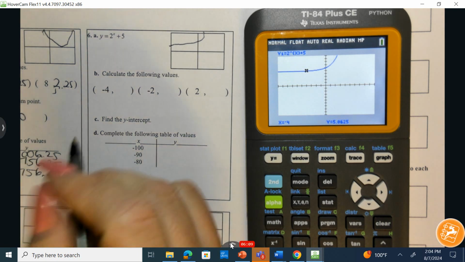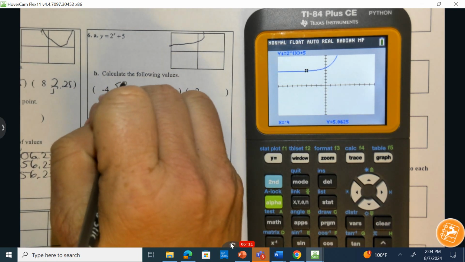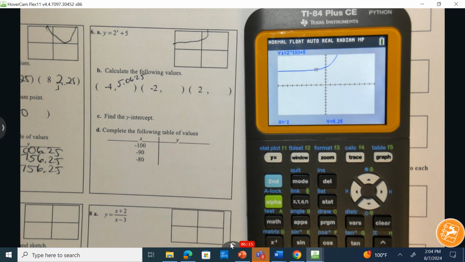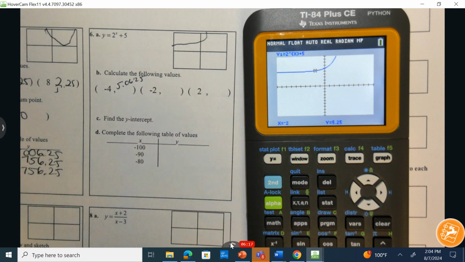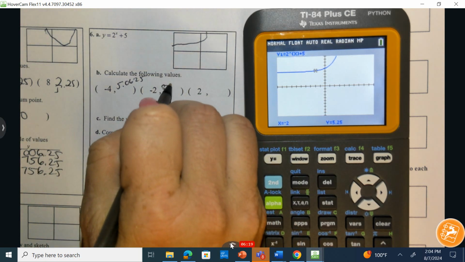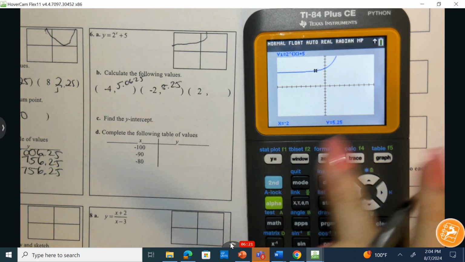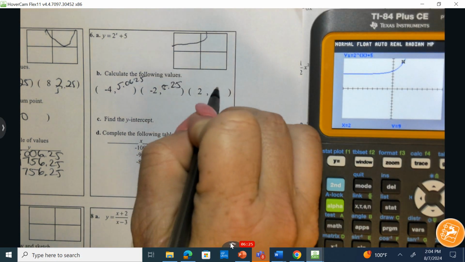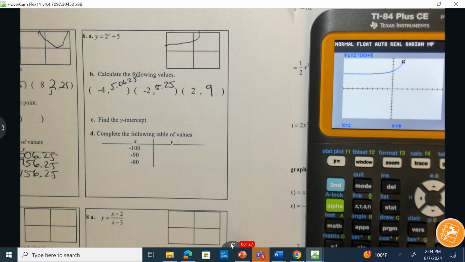Second trace value, let's go -4. -4 is 5.0625. Second trace value, -2 corresponds to 5.25. And second trace, let's find 2, and 2 corresponds to a value of 9. All right, simple enough. Let's move on now, and let's find the y-intercept.